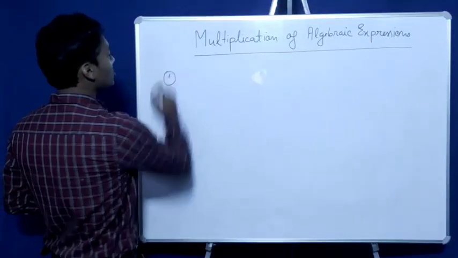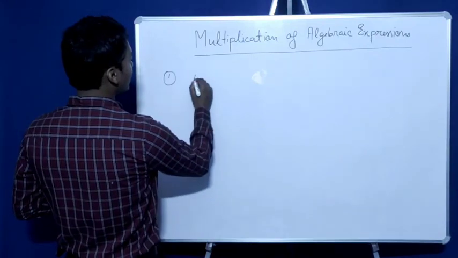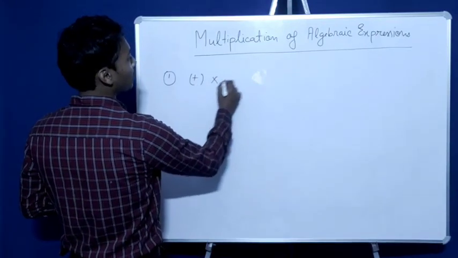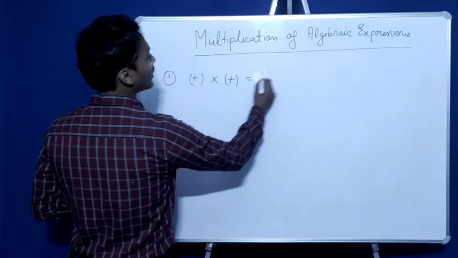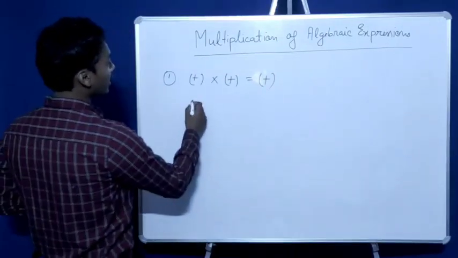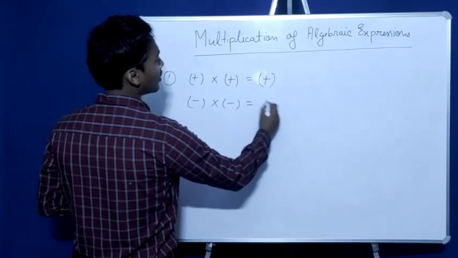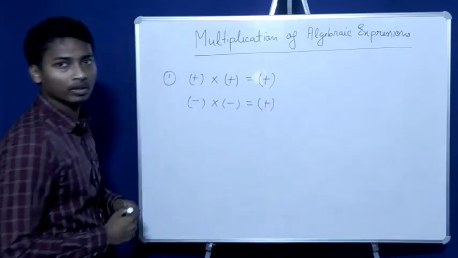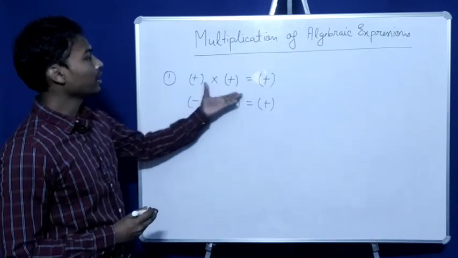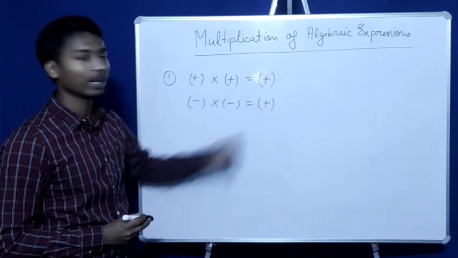In the chapter on integers, we had learnt that if you multiply a positive integer by another positive integer, the result is a positive integer. If I multiply a negative integer by another negative integer, the result is a positive integer, right? If I multiply two integers with the same sign, the result is a positive integer.